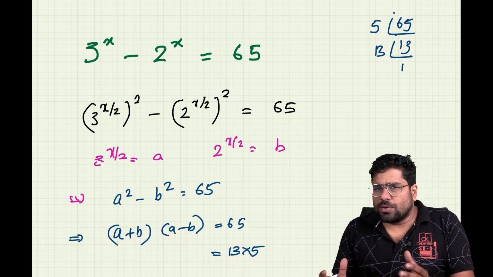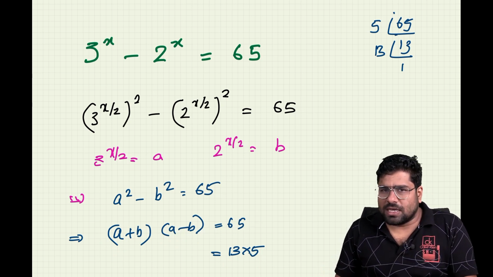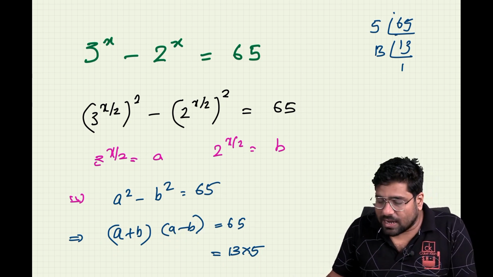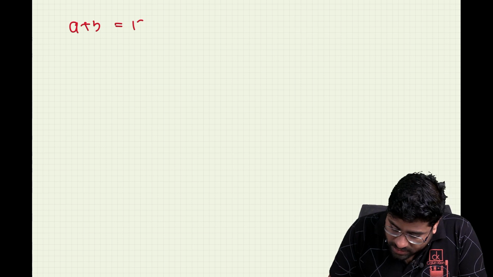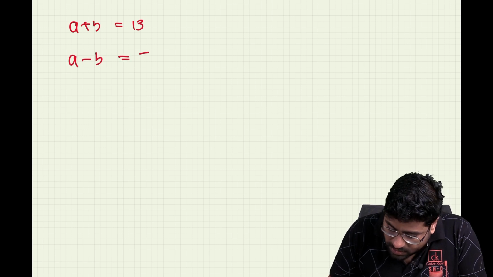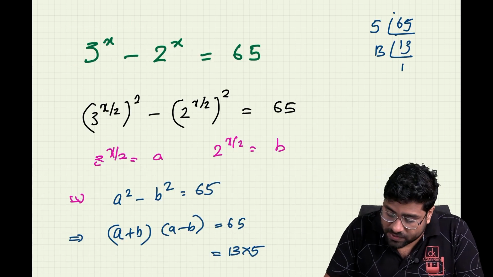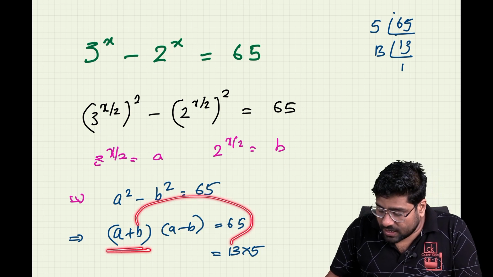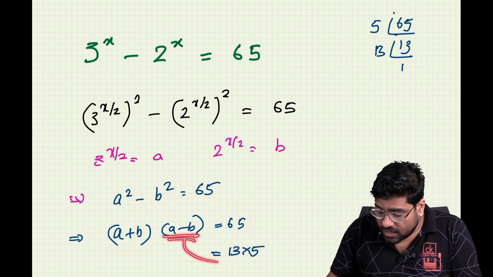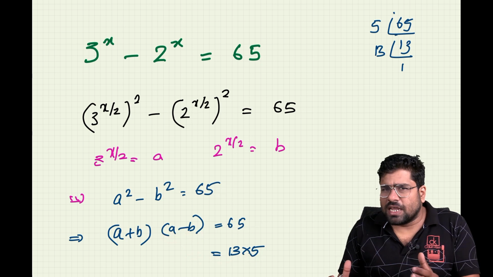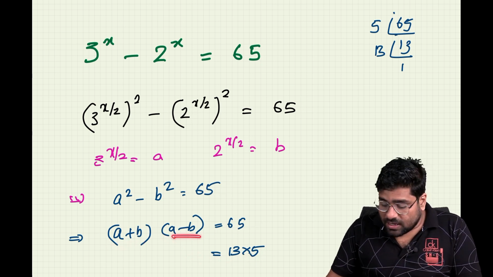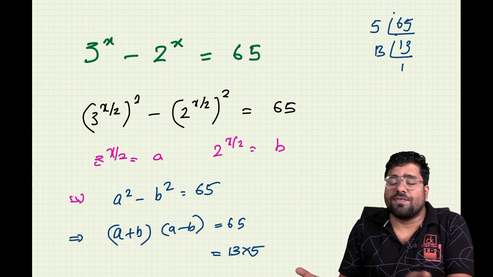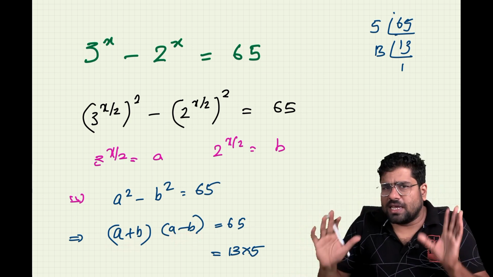Now I'm going to make a small comparison here. The comparison is that a plus b is equal to 13 and a minus b is equal to 5. What is the idea for that comparison? That means that if I am able to find two numbers such that their sum is 13 and the difference is 5, then we can say that they are the values of a and b. That is the idea that I am going to use.